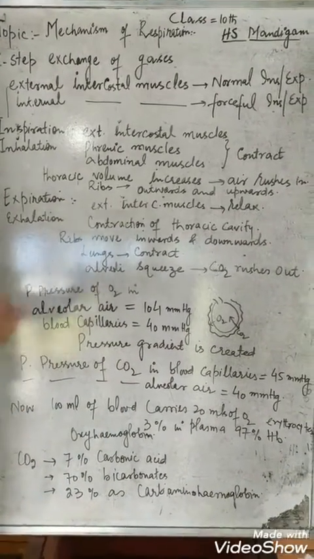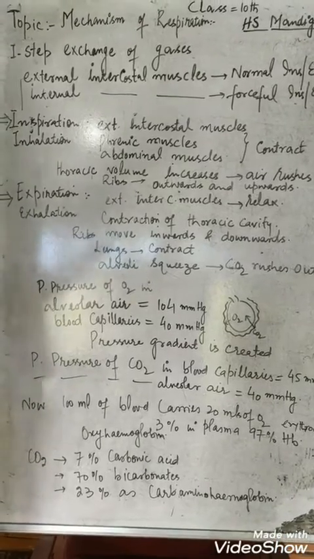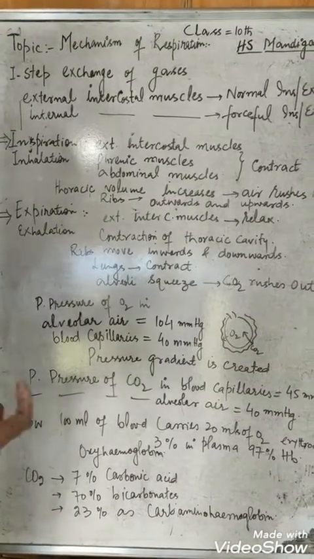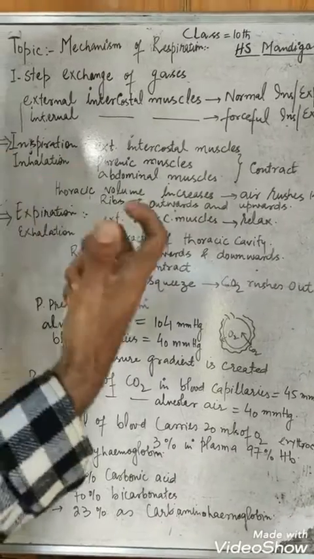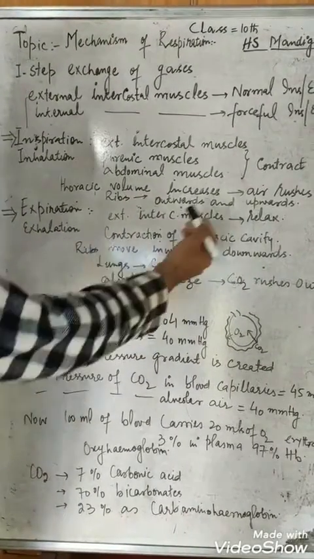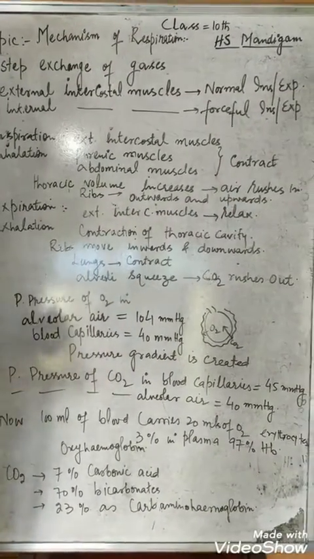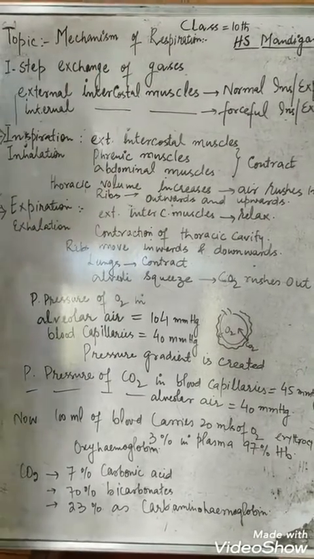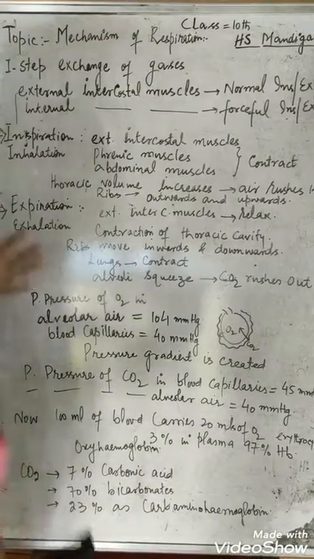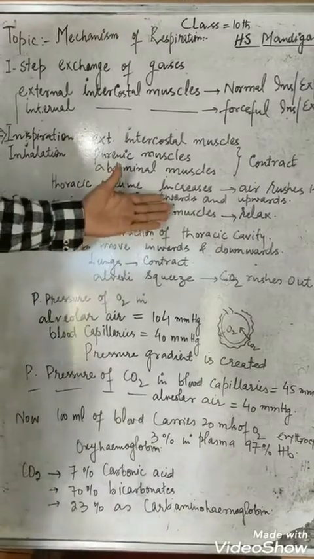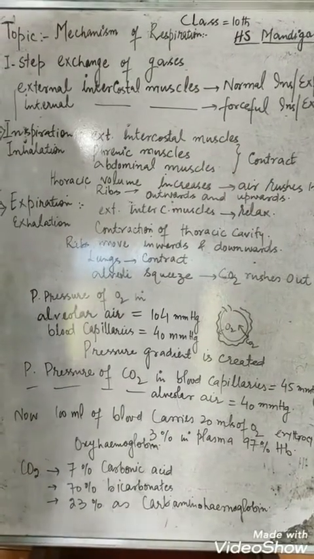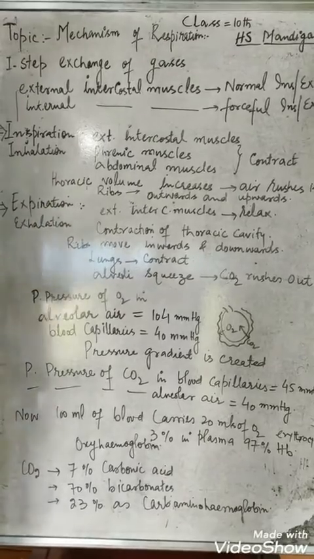When the volume increases inside our thoracic cavity, the pressure decreases. There is a dip in the air pressure, and the air just rushes in from outside into our thoracic cavity. At this time, our rib cage moves outwards and upwards. That's why the volume inside the thoracic cavity is increased and the air rushes in. That's how inspiration or inhalation takes place.